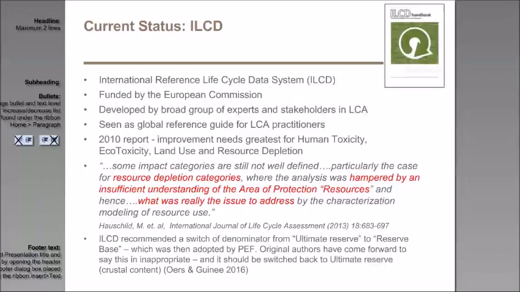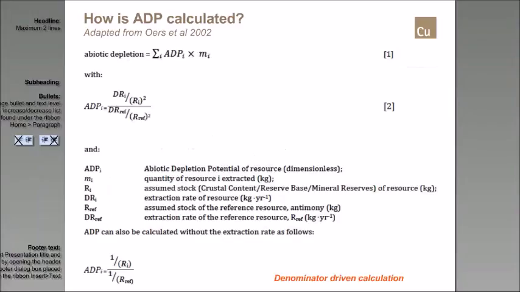So we'll talk in one moment about how ADP is actually calculated. But essentially what they recommended was a switch of denominator from ultimate reserve, or what we'll come to refer to as crustal content, to the reserve base, which was then adopted by PEF. But the original authors have come forward to say that this is inappropriate and should be switched back to ultimate reserve or crustal content. So let's explore what we mean by that. ADP is a very simple calculation. Essentially, what you're looking at is taking the input of the life cycle assessment.